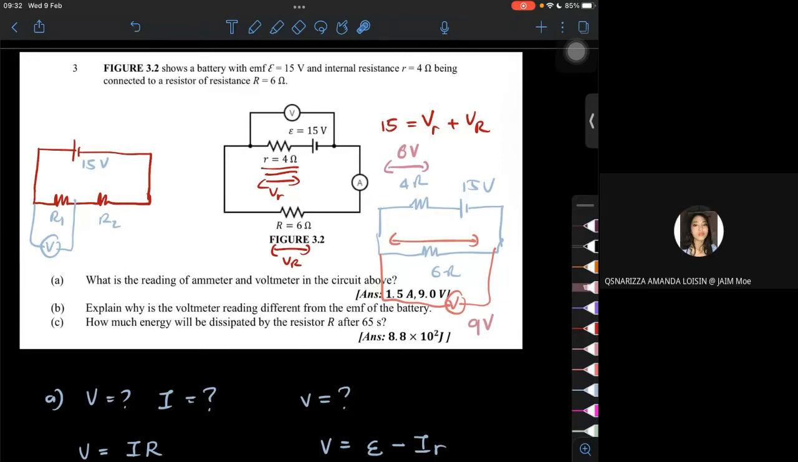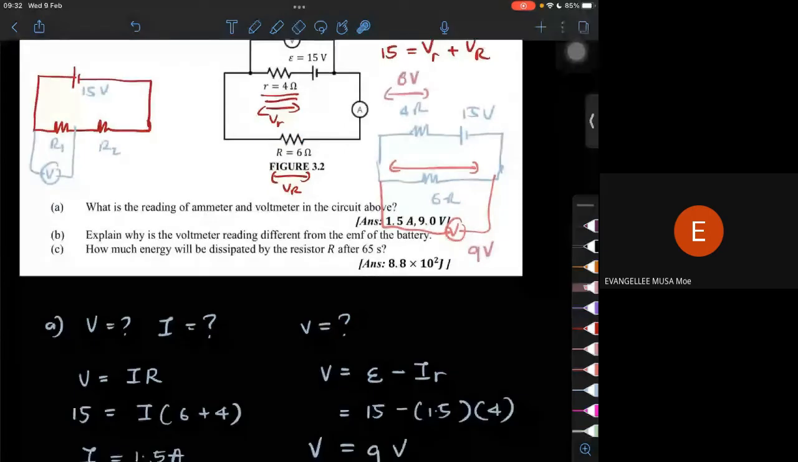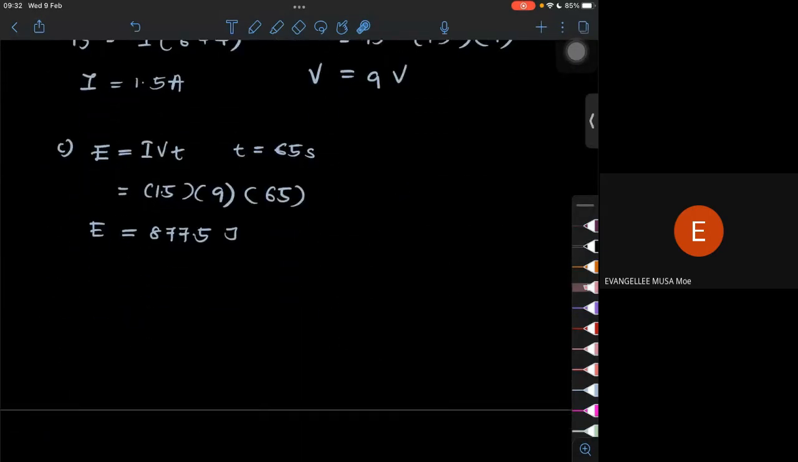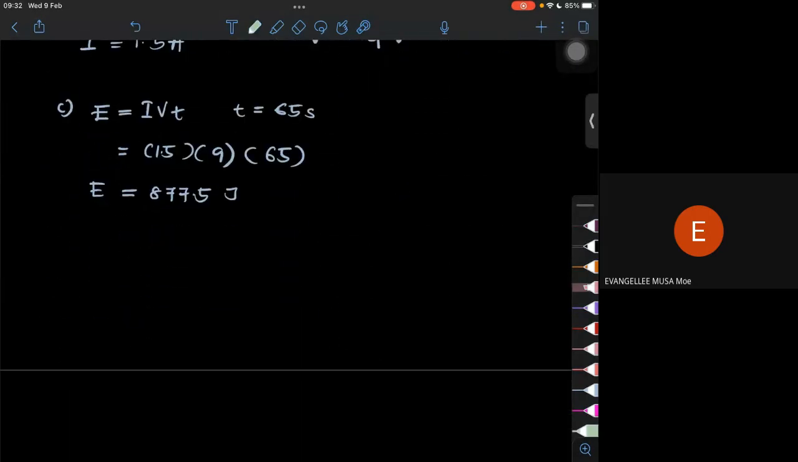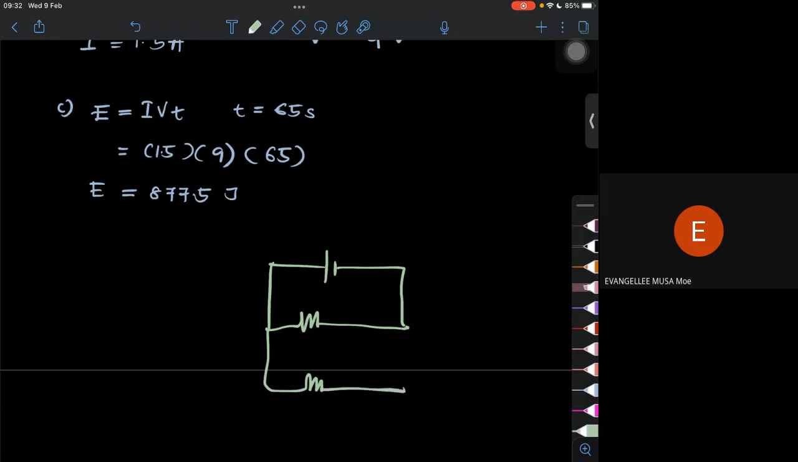Boleh, Miss. Okay, let me explain in terms of parallel. Okay, so kita ada contoh lah, we have resistor in parallel.